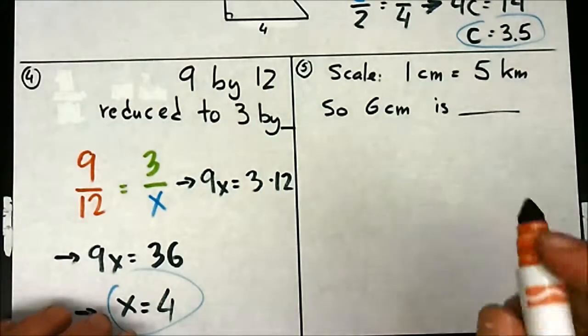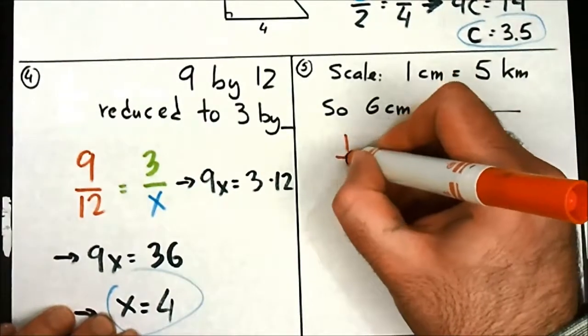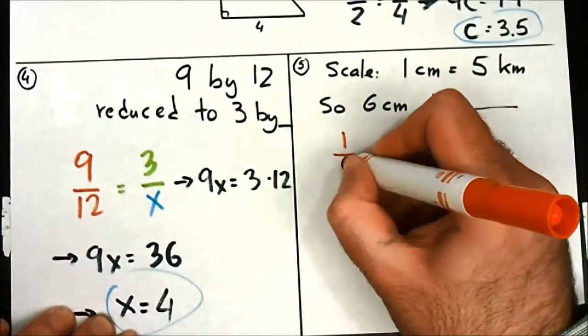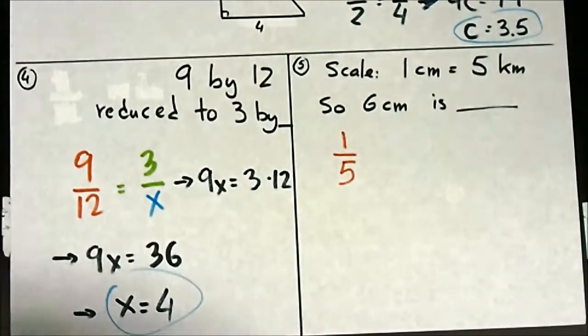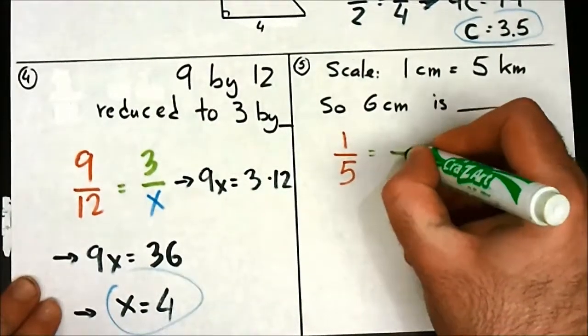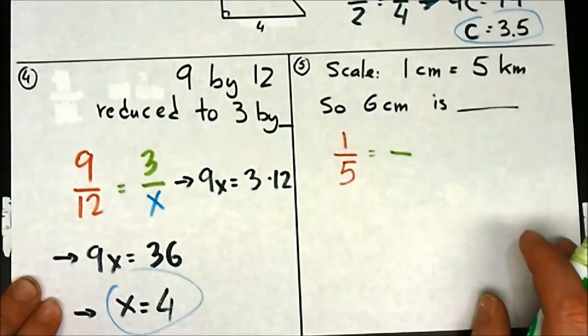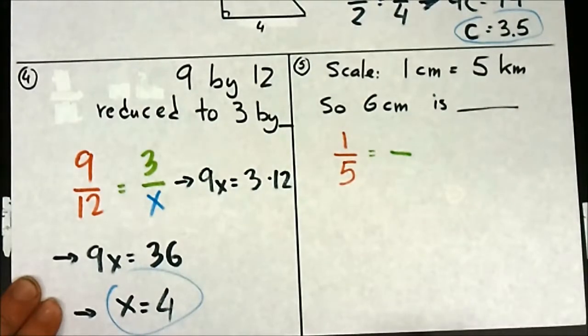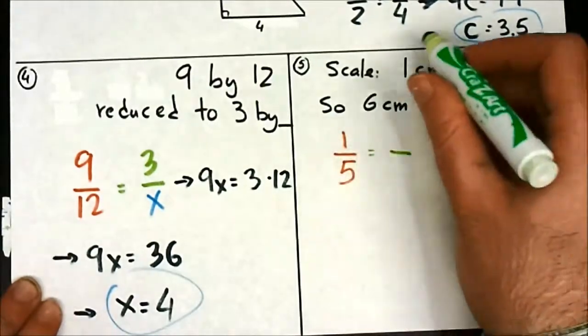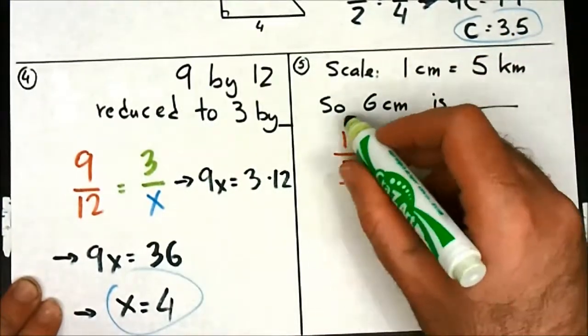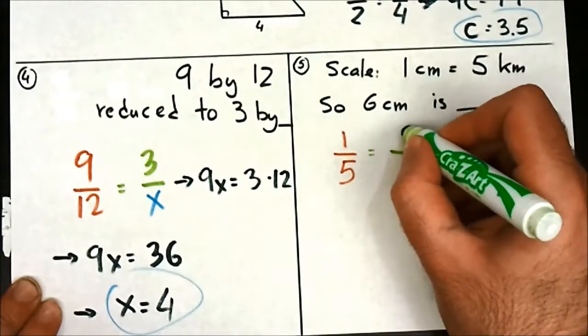So you set up your first ratio, 1 over 5, and then you set up your second ratio, except where does the 6 go, top or bottom? Top. And top because the 1 represents the centimeters. So if their centimeters are on top here, they have to be on top here.